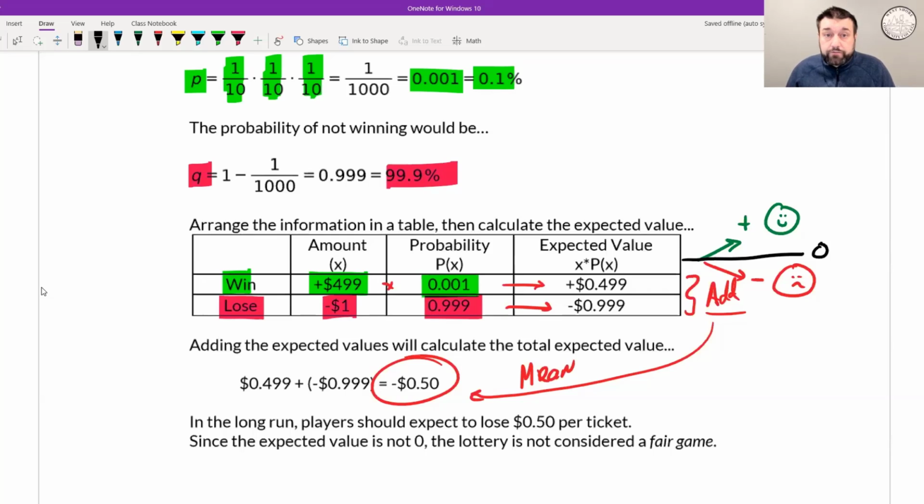So this is an unfair game. It's tilted such that you're going to lose 50 cents on average every time that you play. And so it's not considered a fair game. So let's take a look at the spreadsheet that we have.